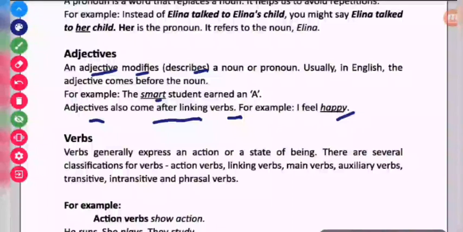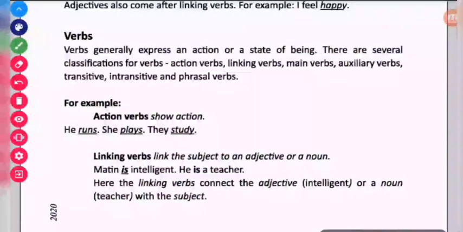After adjectives, in parts of speech, we have verbs. Verbs generally express an action or a state of being. There are several classifications of verbs: action verbs, linking verbs, main verbs, auxiliary verbs, transitive and phrasal verbs, and more. For example, action verbs show action, such as he runs, she plays, they study. Linking verbs link the subject to an adjective or a noun, such as Motin is intelligent, and he is a teacher. Here, the linking verbs connect the adjective intelligent or the noun teacher with the subject.